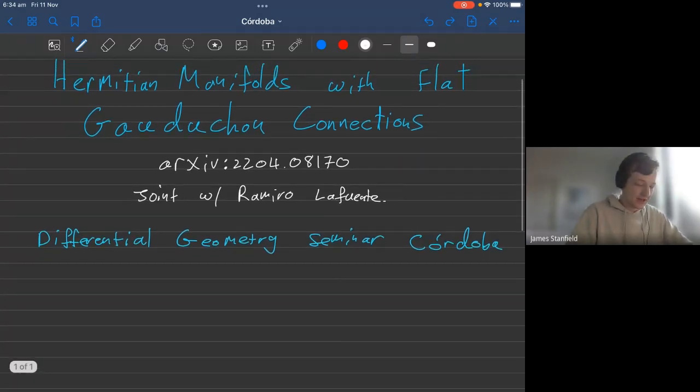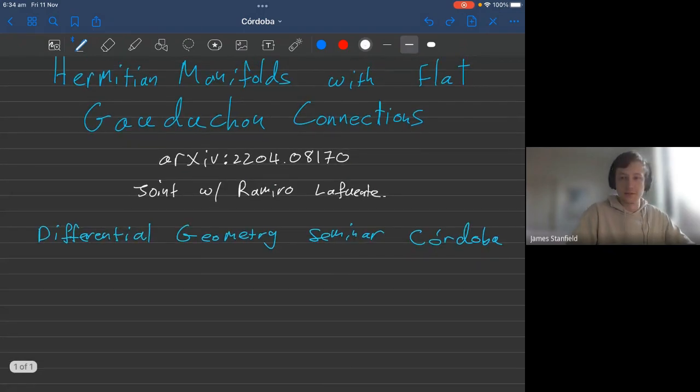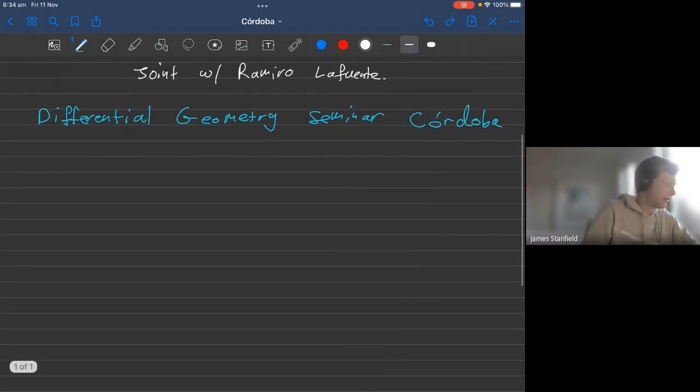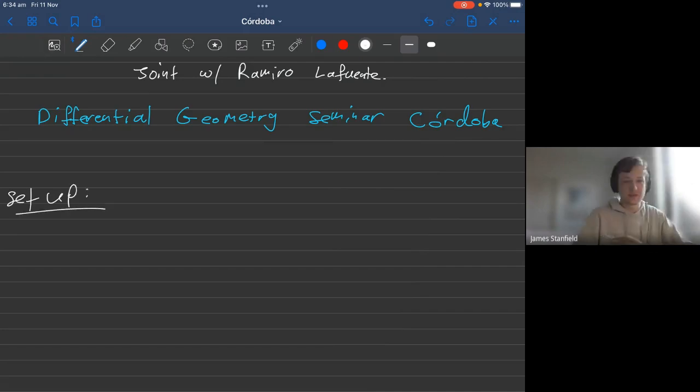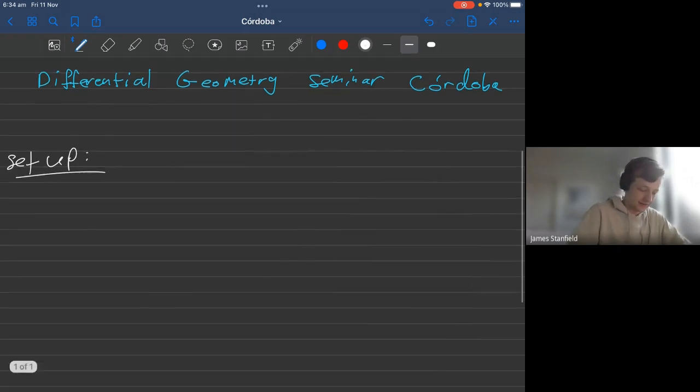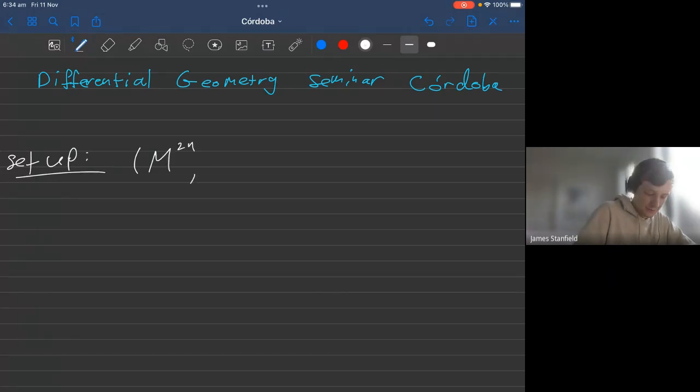So the setting is Hermitian geometry. Okay, so we'll start with the setup. And please interrupt me if you have questions or you can't read my handwriting or something like that. That's understandable. So the setup is a Hermitian manifold. This is an even dimensional smooth manifold with a complex structure and a Hermitian metric.